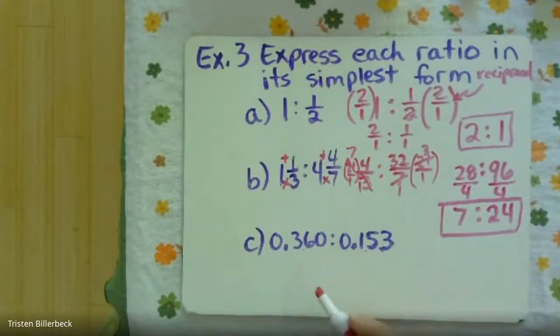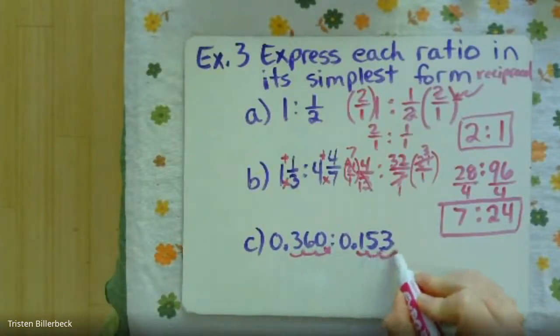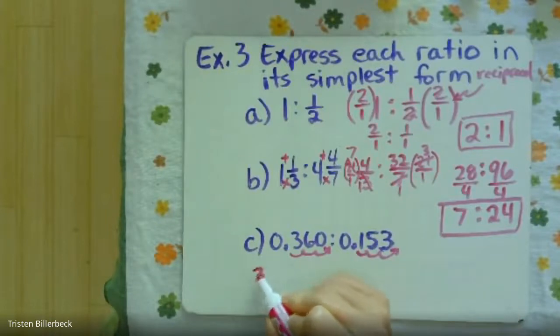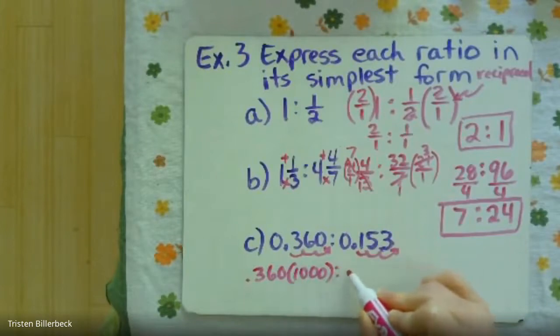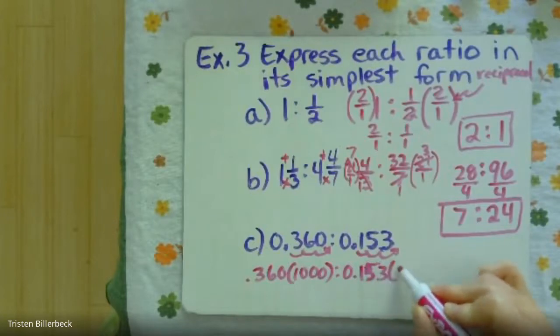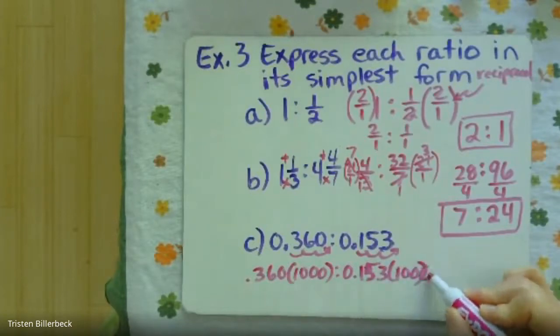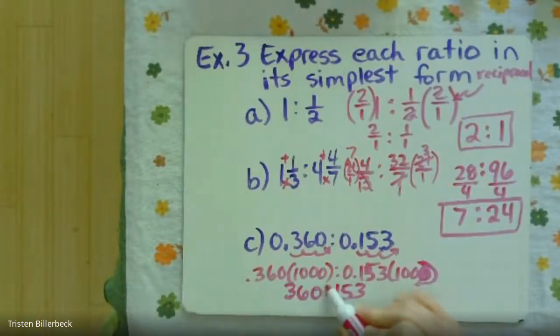So when we're dealing with decimals, our goal will be to move these decimals over 3 places. So how we do that is we multiply by 1,000 on both sides. Whoops, that's 100 there. Now it's 1,000. So that gives us 360 and 153. Now we can say, this must be reducible, but how?